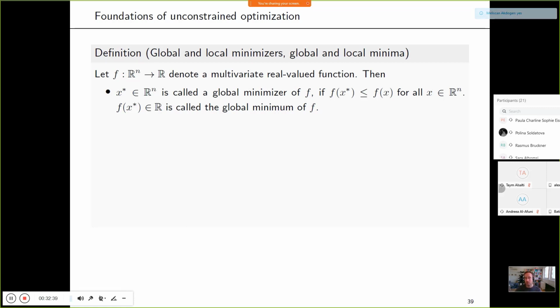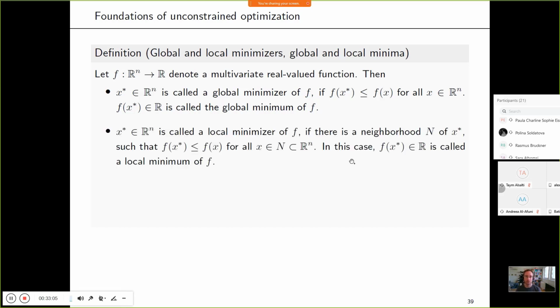Here I showed you the minimizing values, and this is just cast a little bit more formally. Again, if you have a function f, then x star is called a global minimizer of f if f of x star is smaller or equal than f of x for all x. So this would be over the entire input space. And then, of course, you can have local minima.